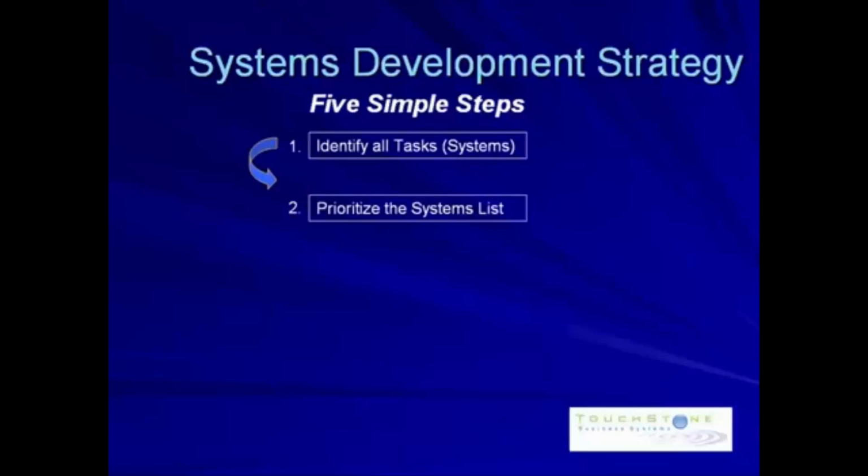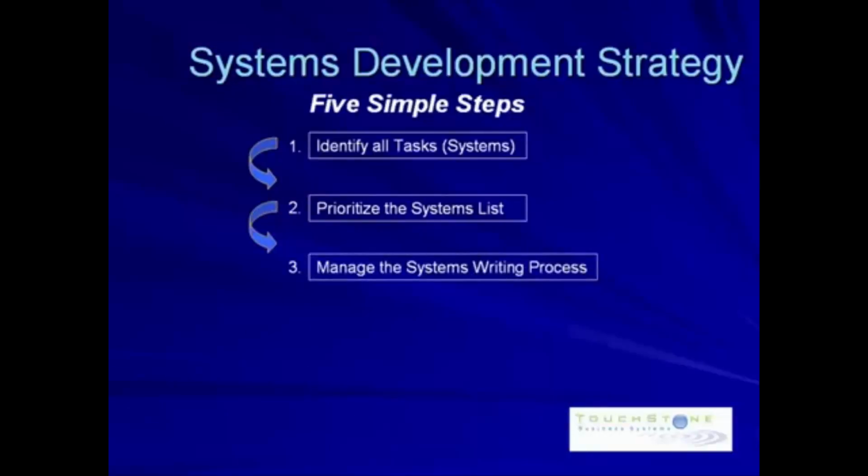However you prioritize your systems list, the next step is to start writing them using this prioritized list and then managing the writing process. This can be as simple as enrolling others in your business to help you with the writing of your processes, essentially getting their agreement to complete specific systems and then following up with them to make sure the task was accomplished and to review what they've written.